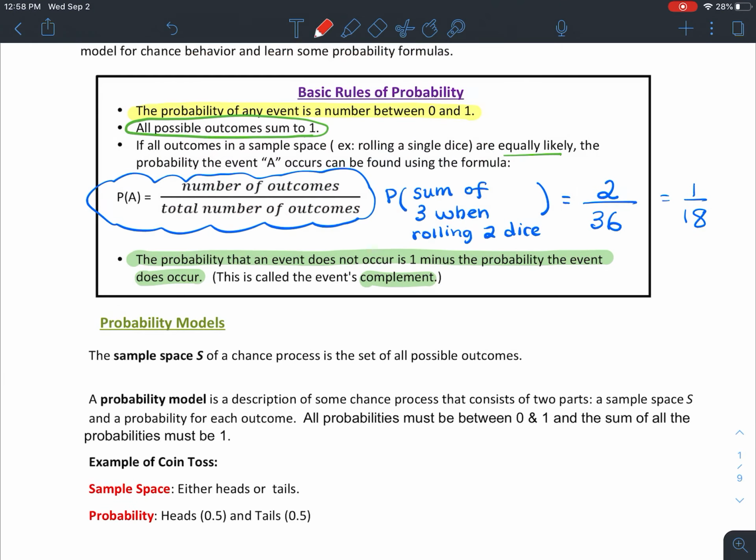Now this is really important, this last little note here. It says the probability that an event does not occur can always be found by taking 1 minus the probability that the event does occur. And we call this the complement of that event. So if I tell you the probability that it is going to rain is 20%, you could calculate the probability that it's not going to rain by saying 1 minus 20%, and there's an 80% chance then that it would not rain.